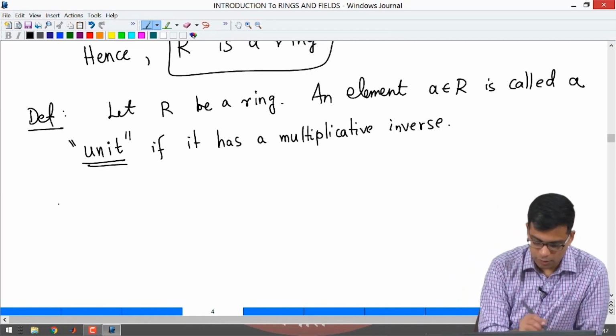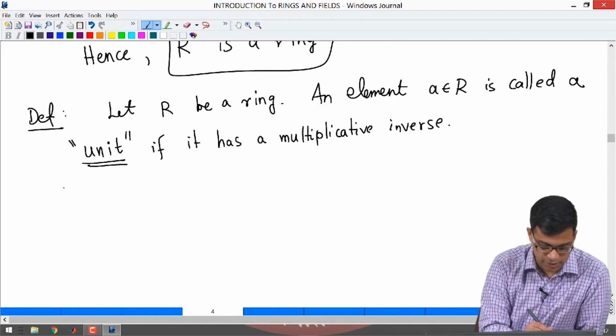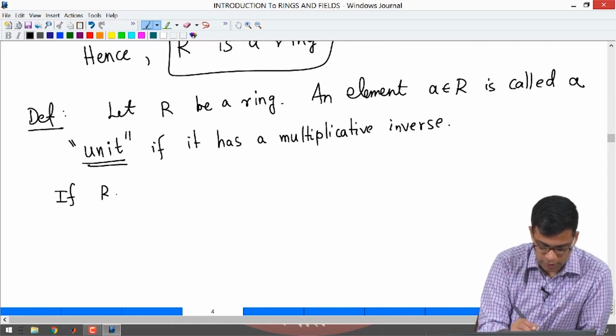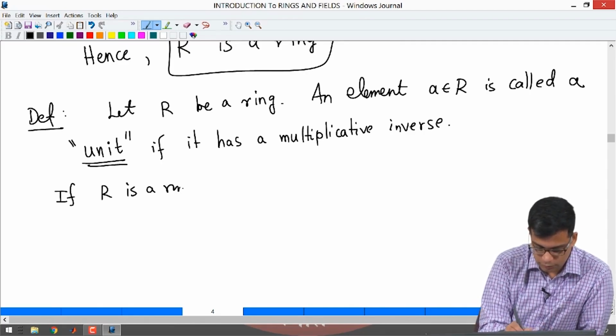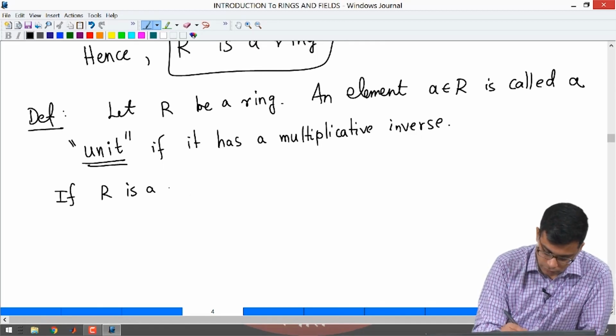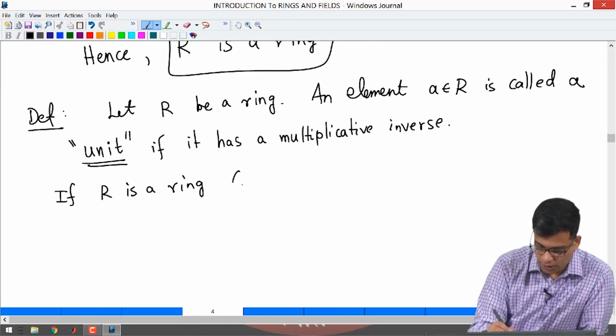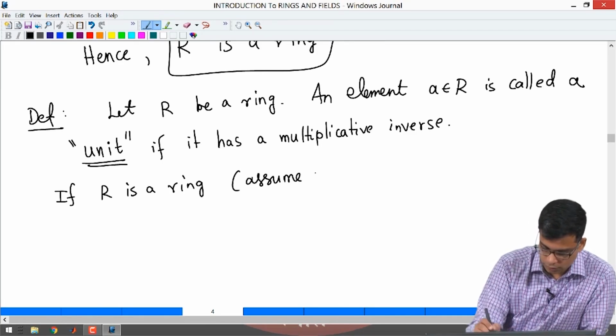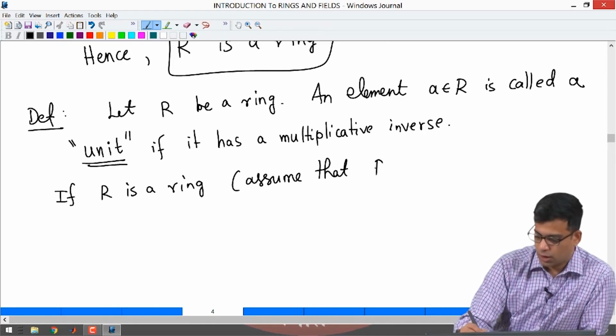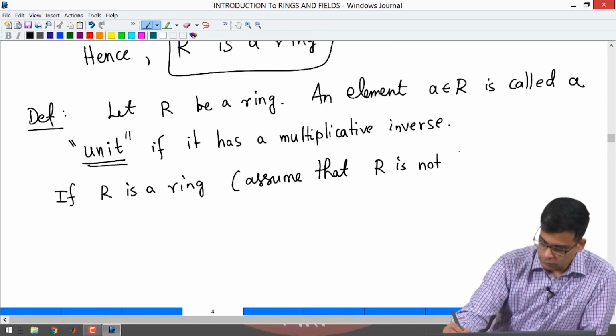So one important remark is, if R is a ring and assume that R is not the 0 ring.